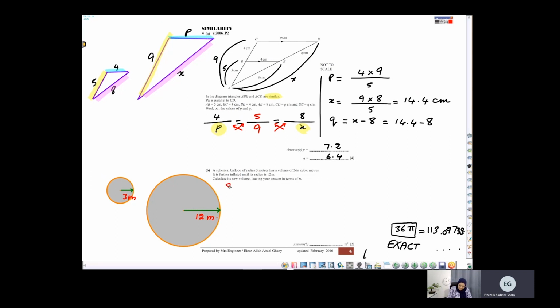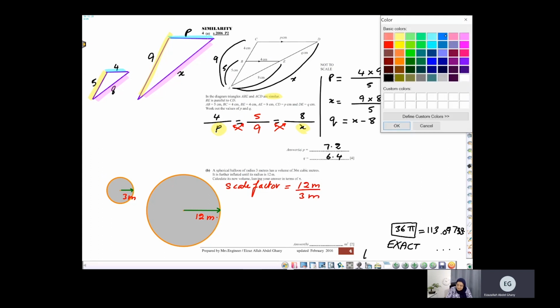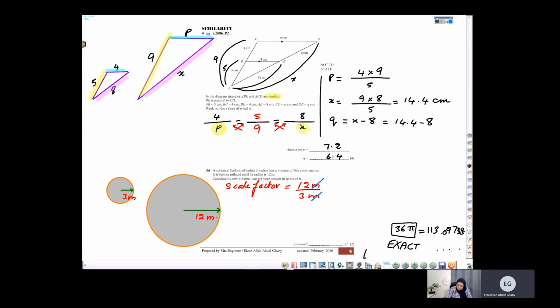I can write here that I discovered that the scale factor is the bigger radius over the smaller radius, and we said before that meter and meter will be cut out, so it will be 4. It's unitless. It means that the bigger radius is 4 times the smaller radius. Okay, where is the volume? A spherical balloon of radius 3 meters has a volume of 36 pi. So this volume is 36 pi.